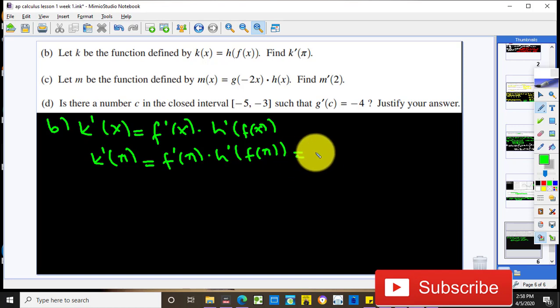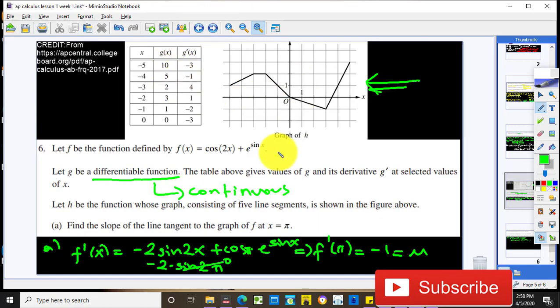So negative 1 times h prime of f of pi. If you want to figure out f of pi, let's go back to the previous slide. You need to put pi right here, so f of pi is going to be equal to cosine 2 pi plus e to the power of sine pi. We know that sine pi is 0, e to the power of 0 is 1, and cosine 2 pi is 1, so this is going to be equal to 1 plus 1, which is 2.